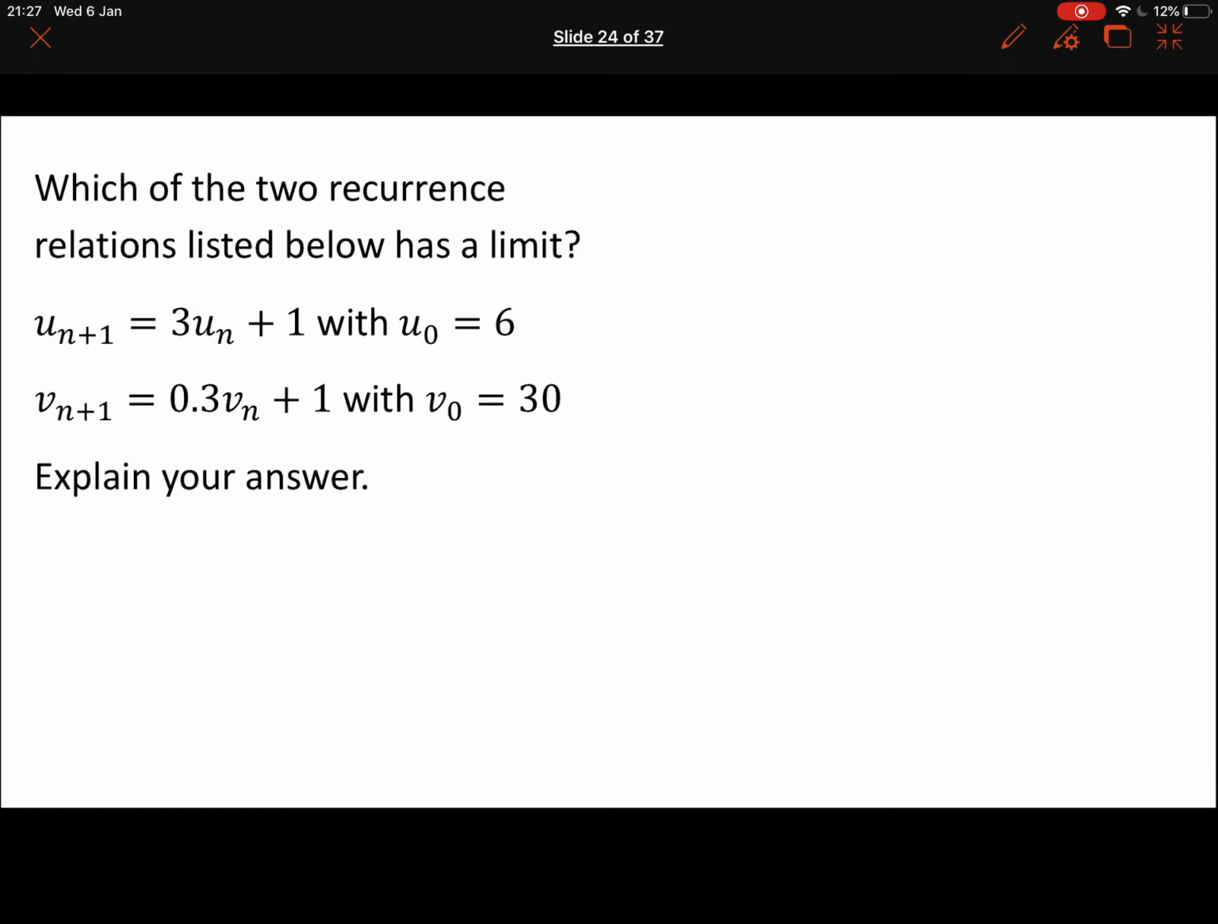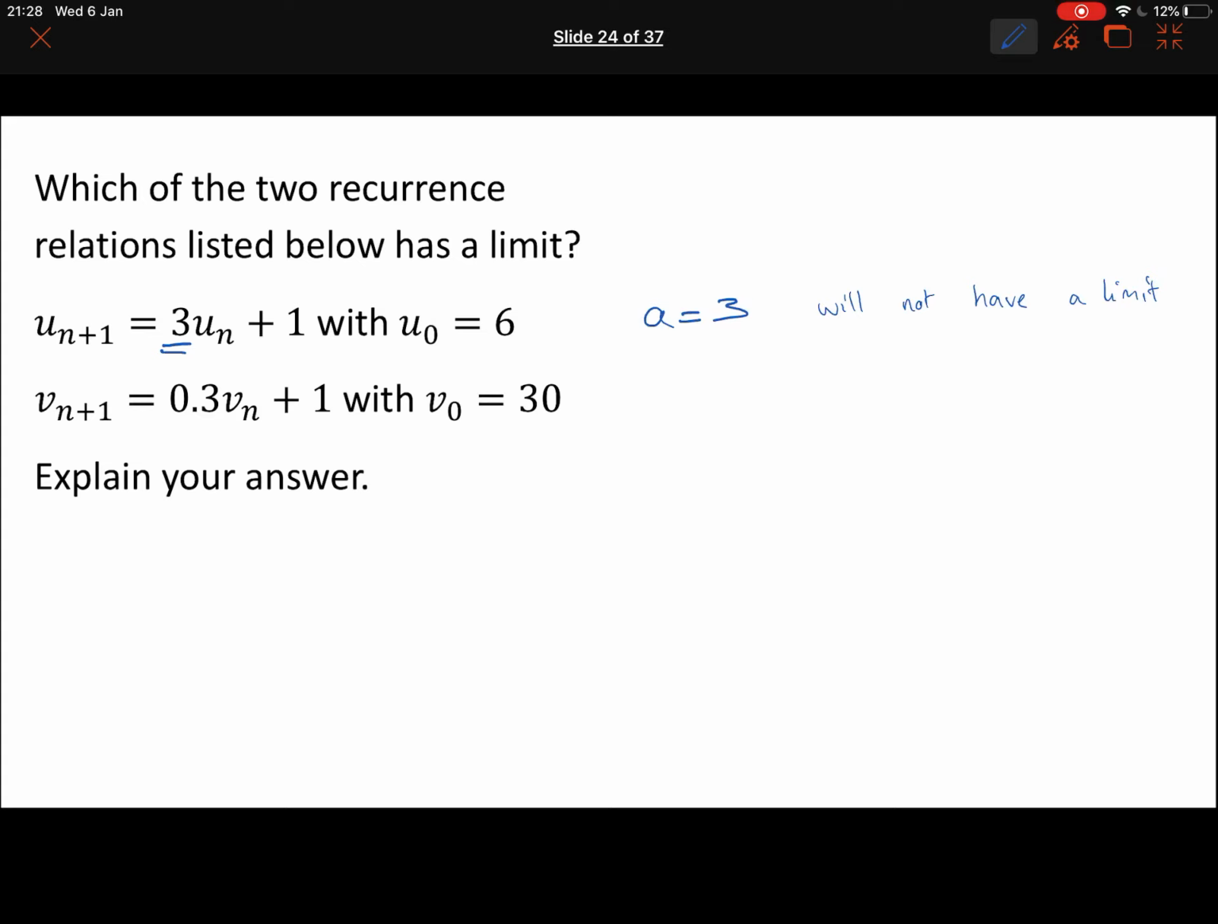So in fact, we're going to do a wee example before we calculate limits. Which of the two recurrence relations listed below has a limit? The first one, u_(n+1) = 3u_n + 1 with u_0 equal to 6. Now I can see straight away that my value of a is equal to 3, and that tells me here that this sequence will not have a limit. So this one will not have a limit, as a is not in between 1 and -1.